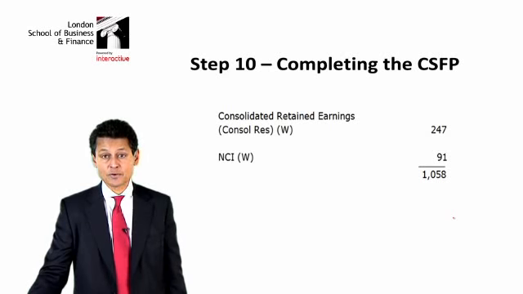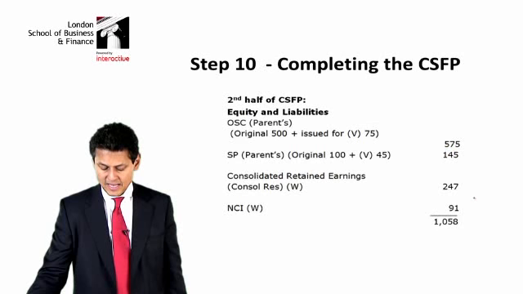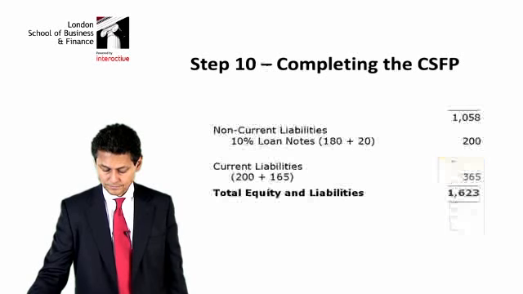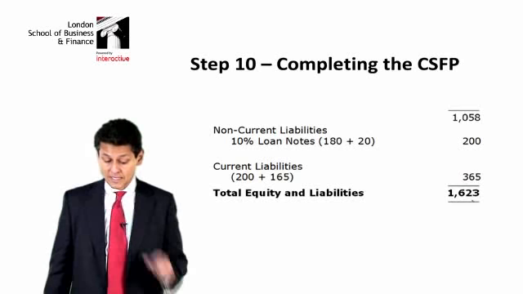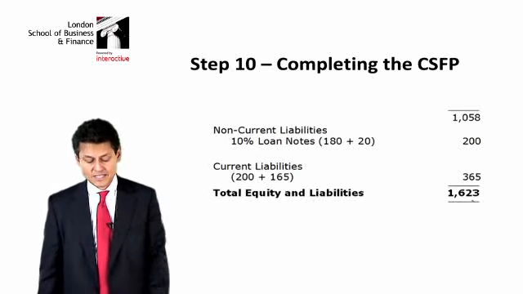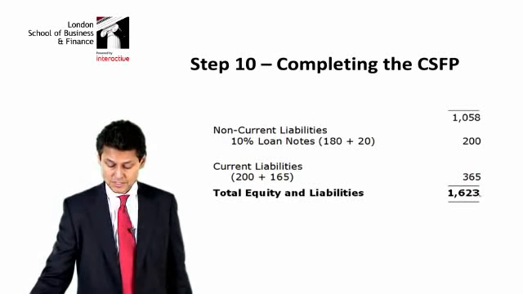And the NCI, of course, is 91. And that figure I take through, well, that's the grand total anyway. I take that through to the non-current liabilities, adding in the 180 and the 20, the loan notes, and the current liabilities, of course.